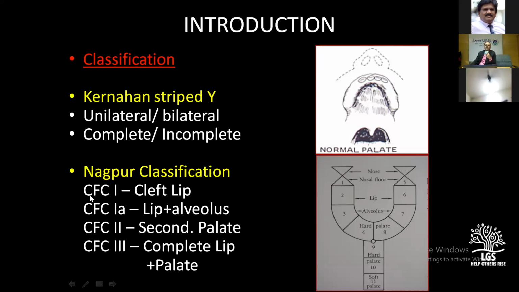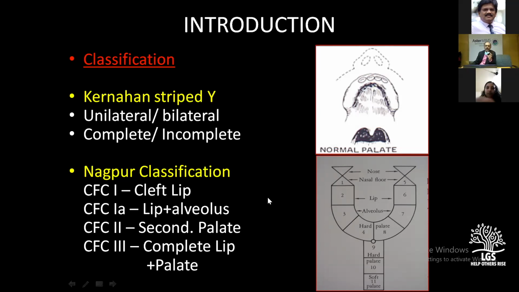You know, CFC is craniofacial cleft. One is lip alone, or lip and alveolus. Two is cleft of the palate alone. And three is cleft of lip and palate. Very simple, very simplistic. But what's the negative problem? The drawback of this is that all the combinations will not be able to be represented in this simplistic classification.